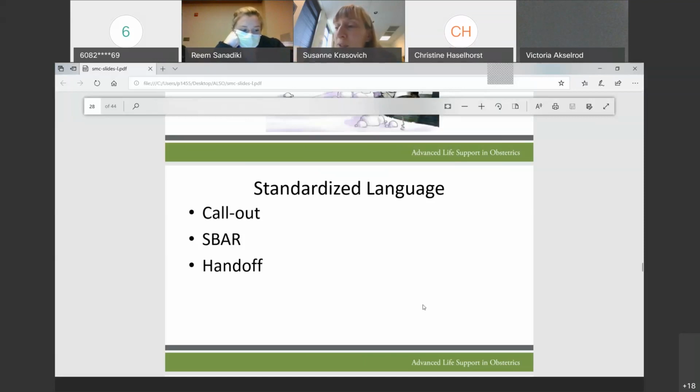When we talk about standardized language, there are a couple of different types of standardized language that we can use, including the call out, the SBAR, and the handoff. We'll talk about each of those.